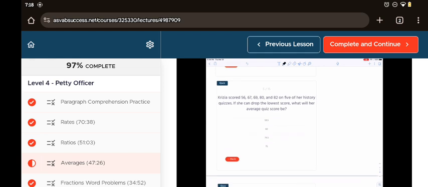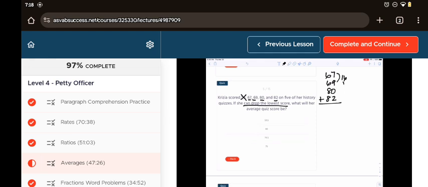It says, Kritia scored 56, 67, 69, 80, and 82 on 5 of her history quizzes. If she can drop the lowest score, okay, so we're getting rid of one. What will her average score be? Her lowest score is 56. Okay, so now we're going to get the average of these, 1, 2, 3, and there's 4 of them. So when we add them up, we're going to divide by 4 and not 5. Super important. So 67, 69, 80, 82.